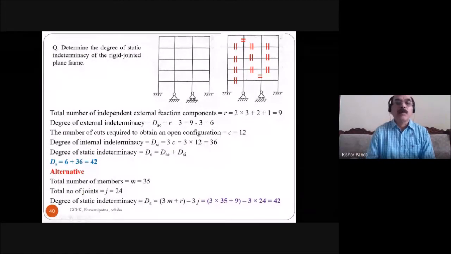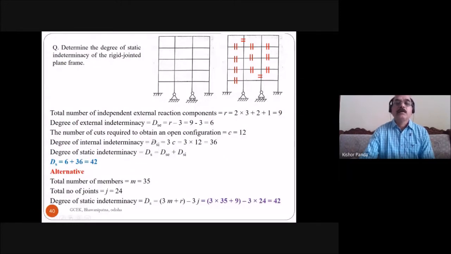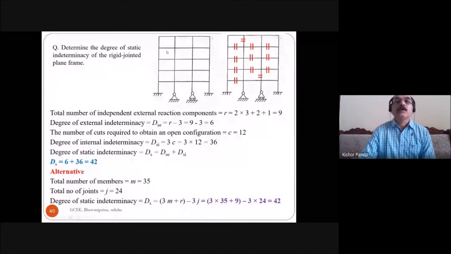Then you have to find out the degree of static internal indeterminacy, DSI. You know, this is the rigid jointed plane frame. When there is a closed chamber, this is a statically indeterminate structure. So you have to convert it to a determinate structure.